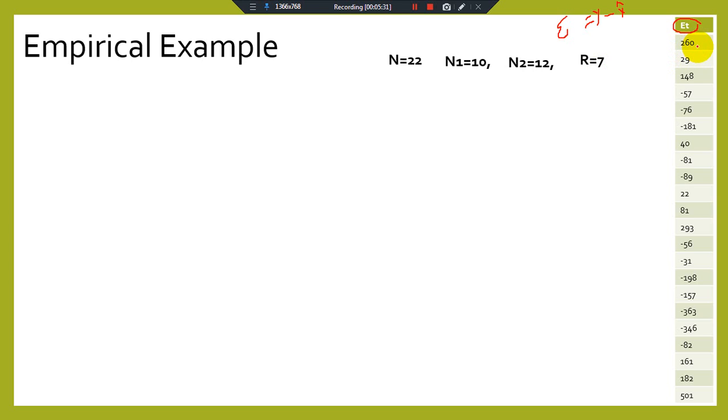So let's see how we calculate the runs. This is the first run, this is the second run, this is the third run, this is the fourth run, this is the fifth run, this is the sixth run, and this is the seventh run. As our sign changes, we call it one run. So here we have 7 runs.